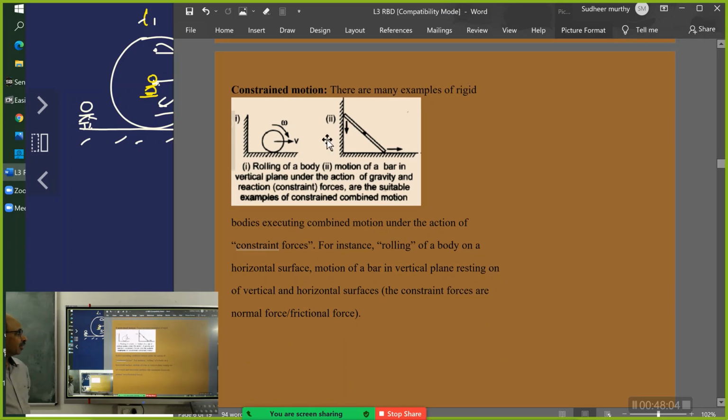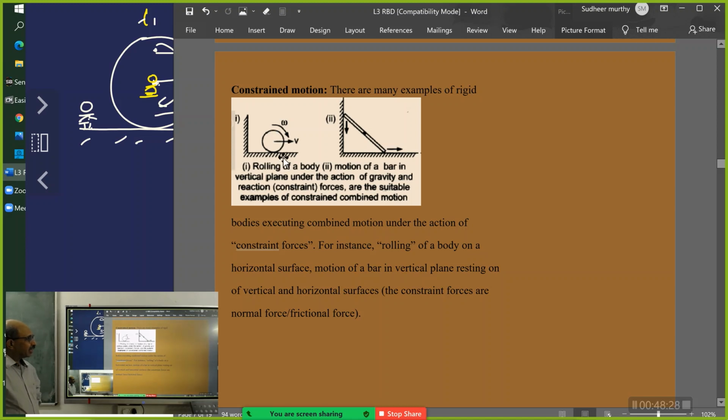Now, another name for this is constraint motion. Rolling of a body and motion of a bar in a vertical plane, under the action of gravity and reaction constraints, are suitable examples of constrained combination motion.